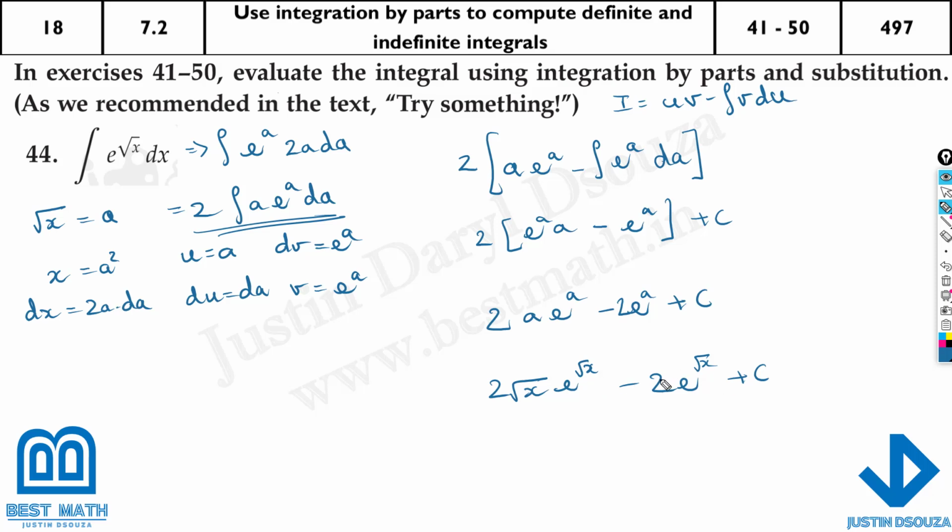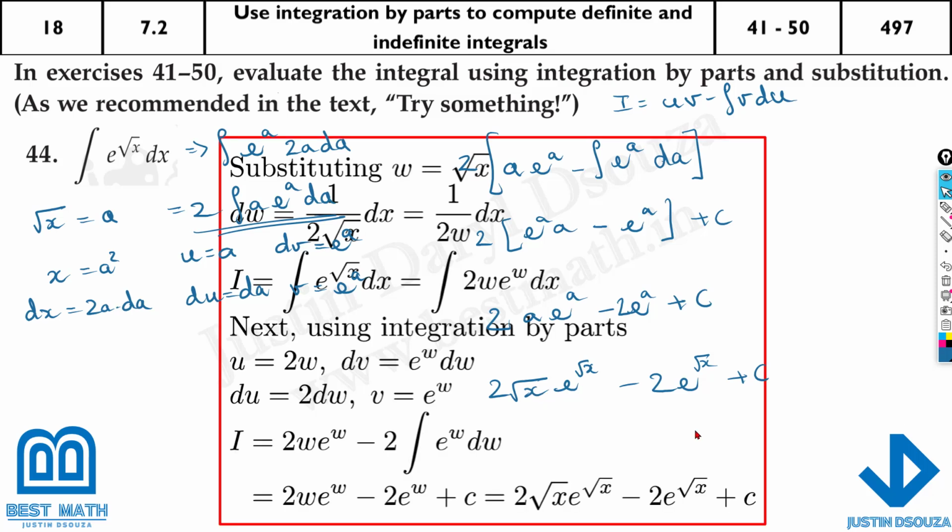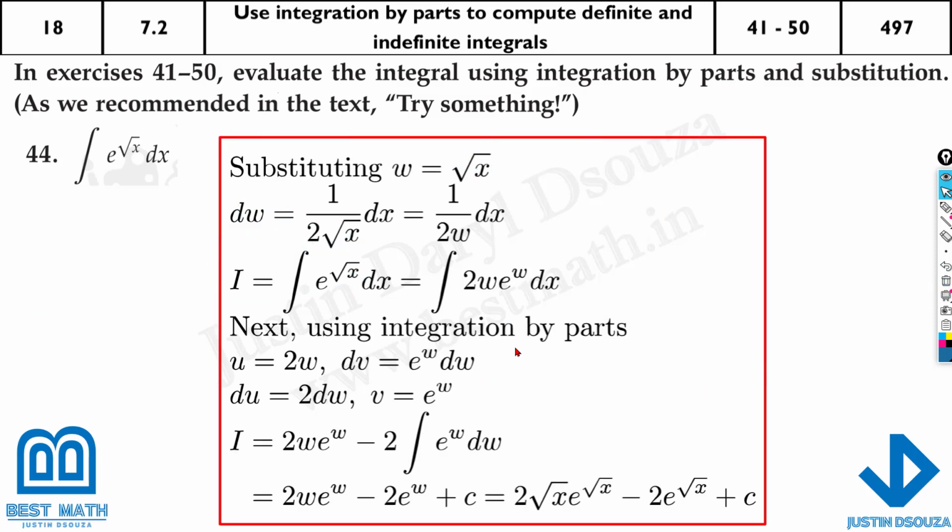Even this 2a should be substituted back as square root x. Now it's done. Or you can write it as x power half. X power half and square root x are the same, up to you. That's how we do this.